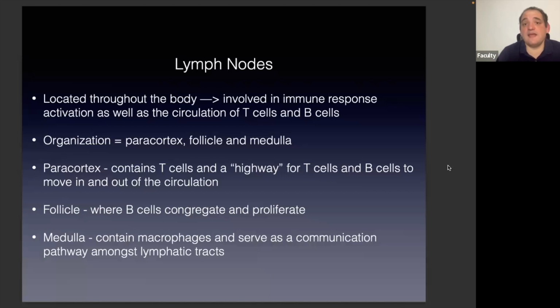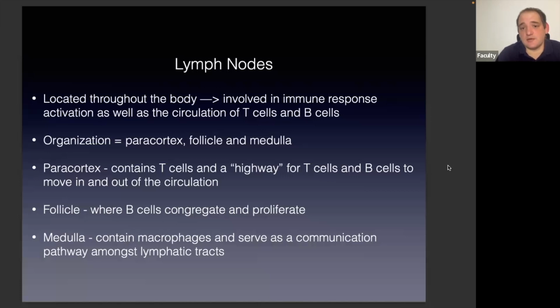Lymph is a fluid in and of itself, and lymph circulates through these lymph nodes. In addition to a whole bunch of different proteins, it carries all these T cells and B cells. When we look at the organization of lymph nodes, there's really three components: a paracortex, a follicle, and a medulla. The paracortex has these T cells in there, and it's really a highway for the T cells and B cells to move in and out of the circulation.